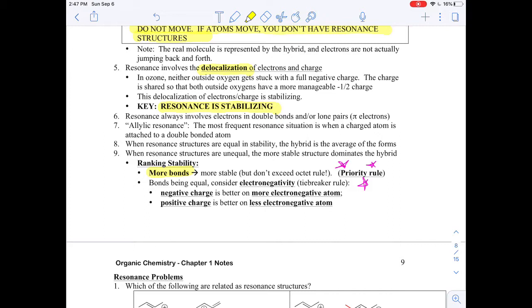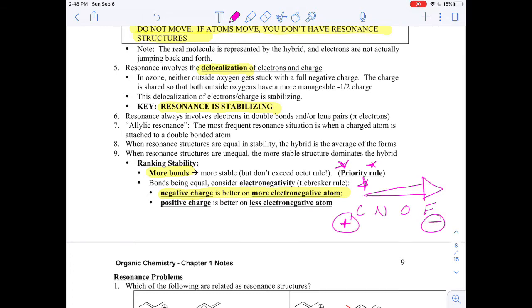So bonds being equal, consider electronegativity. Negative charge is better with a more electronegative atom. So if you look at the periodic table, we have our normal elements that we're dealing with in organic chemistry, and they go from left to right as carbon, nitrogen, oxygen, fluorine, okay? If you think about this, as you move across, the electronegativity is increasing. So anything that's negative, you'd want it more on the F or the O or the N versus the C. Anything that's positive, you want it the other way. So you want more negative on the right, and you want your atoms to be more positive on the left.